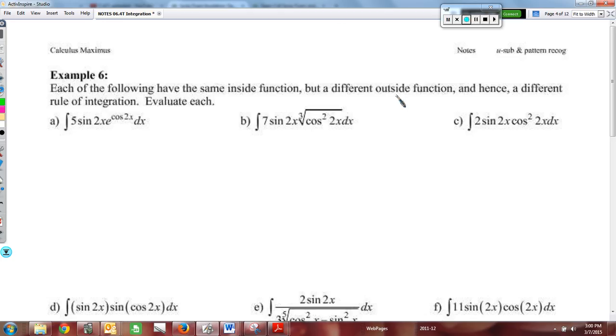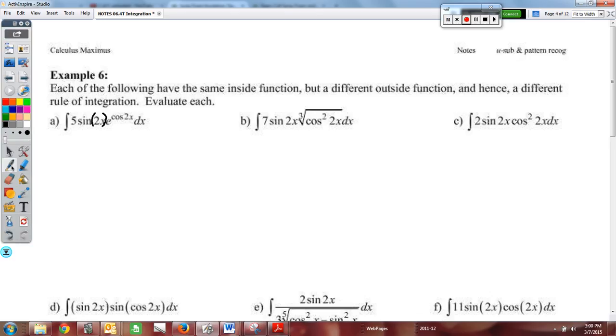And so let's work our way through this and see what happens. When I look at this, the one bad thing about these notes is I probably should have put some parentheses in here, but you have 5 sine of 2x, and we'll assume that this is what we meant right there. Okay, so I have 5 sine of 2x and then e to the cosine of 2x.